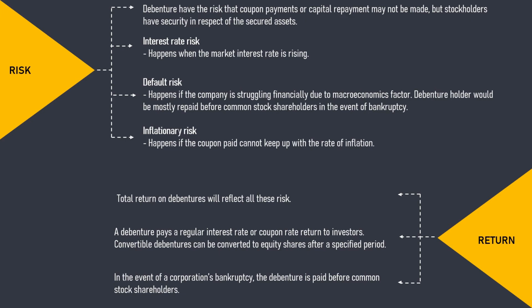Despite the risks of debentures, investors will also get a return, where the total return on a debenture will reflect all of the risks that have been listed above. A debenture pays a regular interest rate or coupon rate return to investors. Convertible debentures can be converted to equity shares after a specified period, making them more appealing to investors. This is because the investor will get a lower rate of interest after the conversion is made. However, in the event of corporate bankruptcy, the debenture is paid before common stock shareholders.